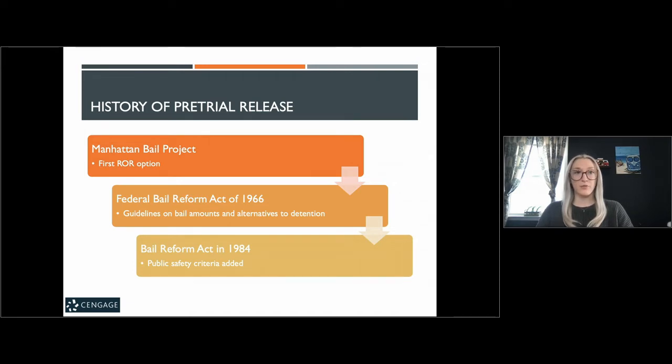Then the Federal Bail Reform Act of 1966 gave us guidelines on bail amounts and alternatives to detention. So here the federal government made it known that release should be highly considered by the courts. And then the Bail Reform Act in 1984 said that we now need to make sure we're taking into account public safety concerns when we are releasing offenders. So we must take into account the threat that they pose to community safety in making that decision.